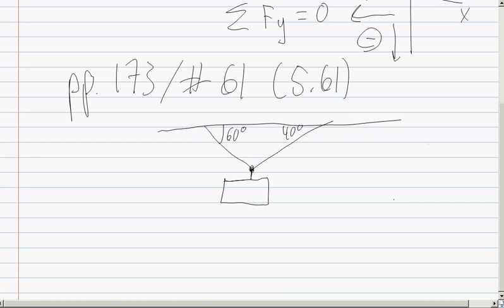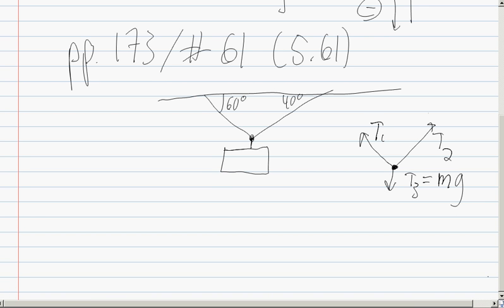Well, that's pretty easy. There's going to be an upward force from this tension, and there's going to be another upward force from this tension. And again, if you want to be technical, there's a third tension from here, but that third tension is going to equal the weight of the box. Either way is fine. It doesn't matter that much.